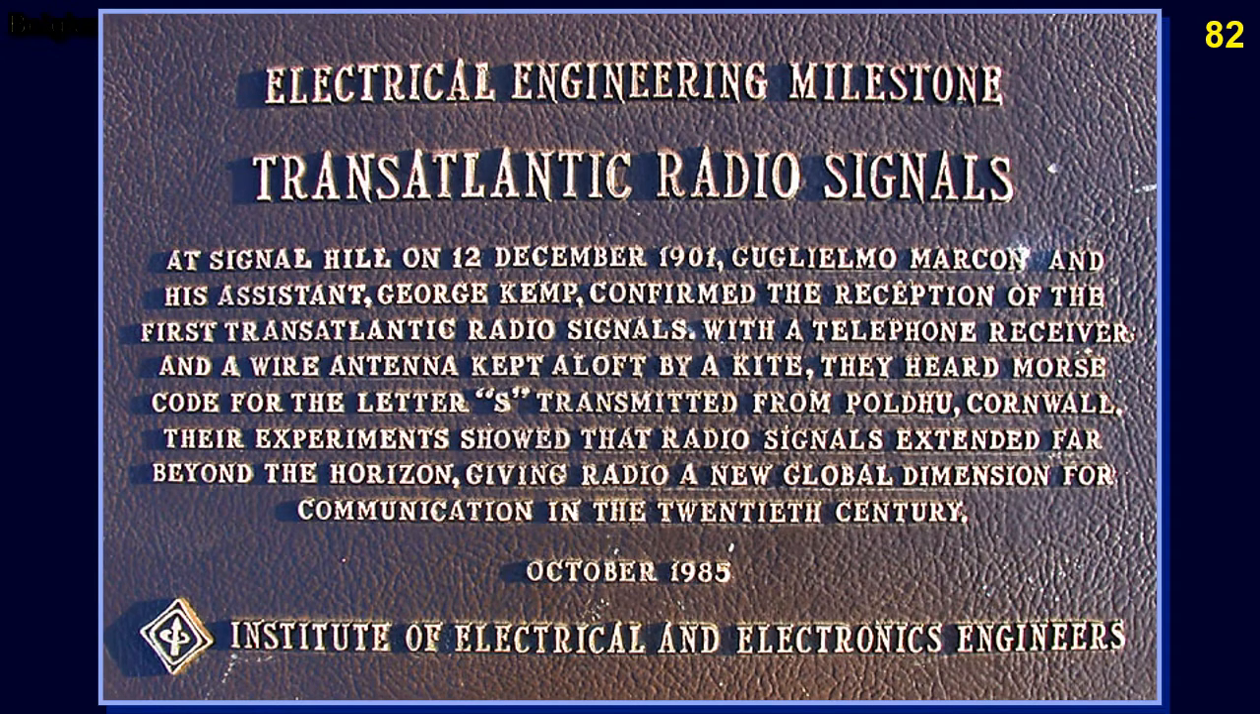Electrical engineering milestone. Transatlantic radio signals. At Signal Hill on December 12, 1901, Guglielmo Marconi and his assistant George Kemp confirmed the reception of the first transatlantic radio signals with a telephone receiver and a wire antenna kept aloft by a kite. They heard Morse code for the letter S transmitted from Poldhu, Cornwall. Their experiments showed that radio signals extended far beyond the horizon, giving radio a new global dimension for communication in the 20th century.